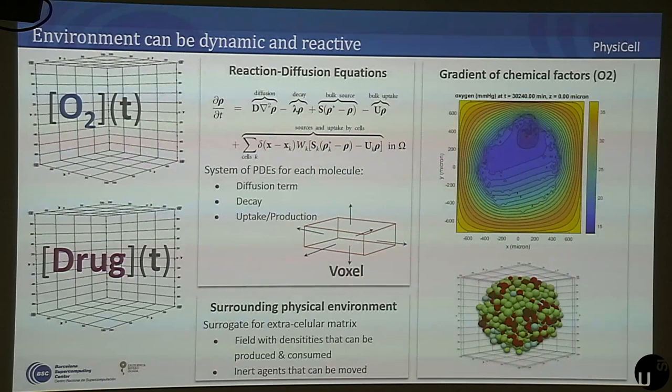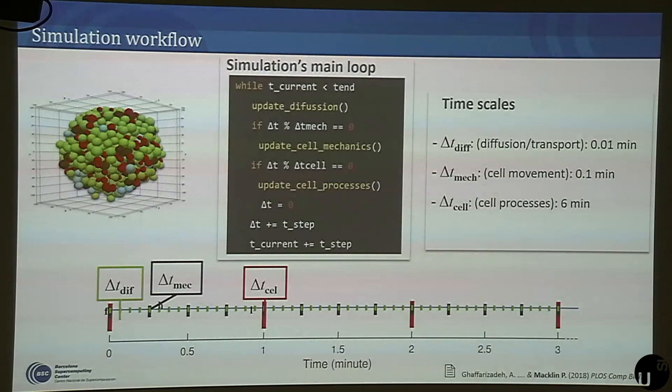So we have reaction diffusion equations that are governed by partial differential equations. And you also have a physical environment that is our surrogate for the extracellular matrix, the one that surrounds the cancer tumor, in which you can have fields with densities that can be produced and consumed, and you can also have inert agents that can be moved, they can be pushed by the cells. And then, of course, these reaction diffusion equations lead you to have different gradients of chemical factors depending on how they interact with the cells.